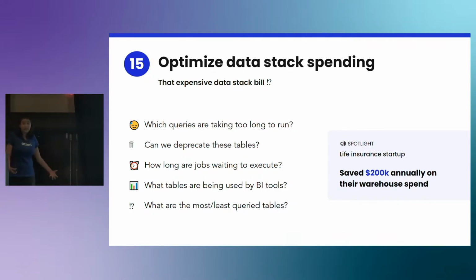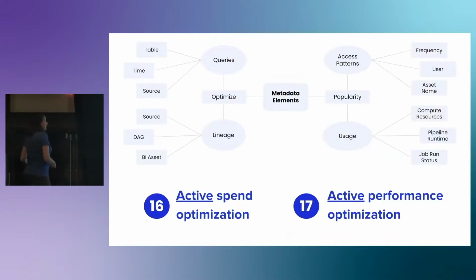All of this is generating metadata live in your ecosystem. A leading life insurance startup actually ended up saving over $200,000 annually on their warehouse spend just by being able to leverage all of this metadata and figuring out how to better optimize the usage of it.